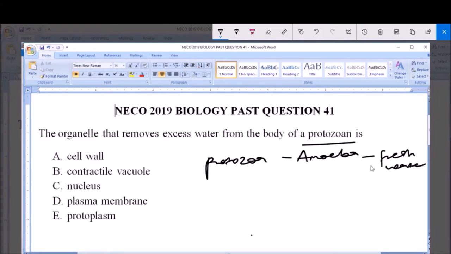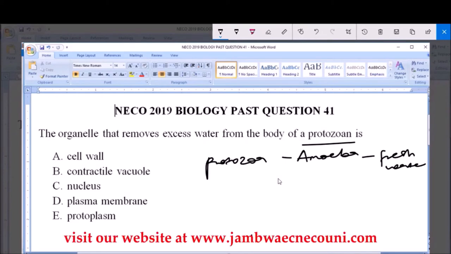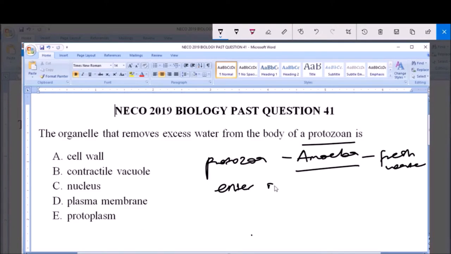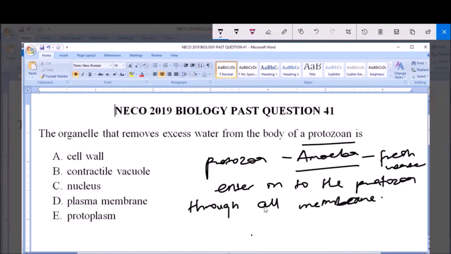They are mostly found in fresh water, and due to the hypotonic content of these protozoans or of the amoeba, this fresh water tends to enter into the protozoa. So the fresh water goes into the protozoa through its cell membrane, because the cell membrane is permeable.